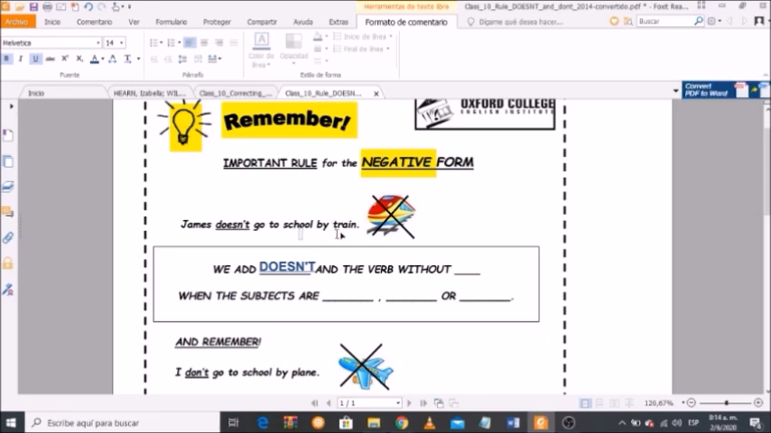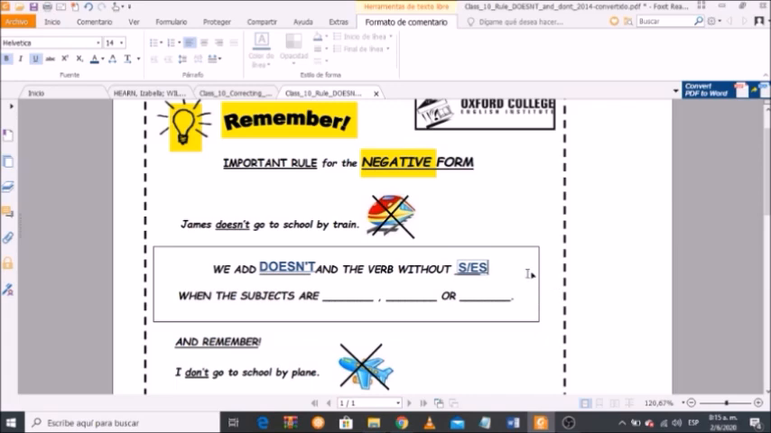Porque nosotros habíamos visto que con las oraciones afirmativas, si nuestro sujeto era he, she or it, teníamos que hacerle una modificación a nuestro verbo. Y a su vez, esa modificación iba a depender también en cómo terminara nuestro verbo. Esta oración, de ser afirmativa, sería James goes to school by train. Pero al hacerla negativa, vamos a eliminar esa es. So, James doesn't go, sin la es. So, we add doesn't and the verb without s or es, sin la s o la es, dependiendo.